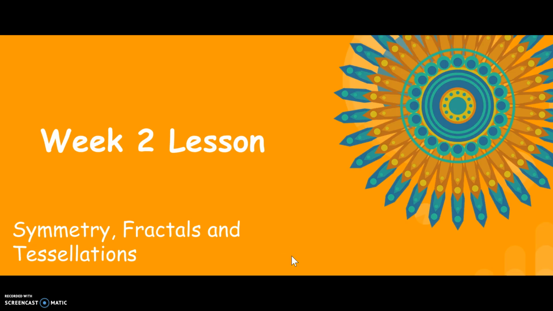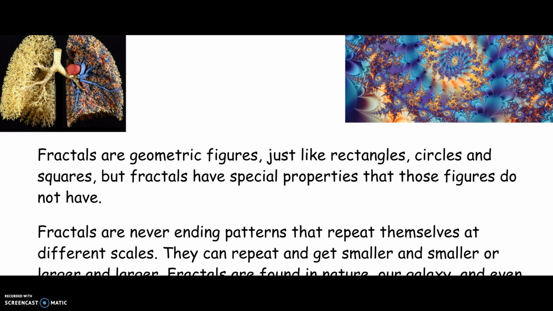Hello and welcome to week 2 of Geometry Around the World. This is Miss Oric, and this week we are going to discuss symmetry, fractals, and tessellations. So what exactly are fractals? Well, fractals are geometric figures just like rectangles, circles, and squares, but fractals have special properties that those figures do not have. Fractals are never-ending patterns that repeat themselves at different scales. They can repeat and get smaller and smaller or larger and larger. Fractals are found in nature, our galaxy, and even the human body.